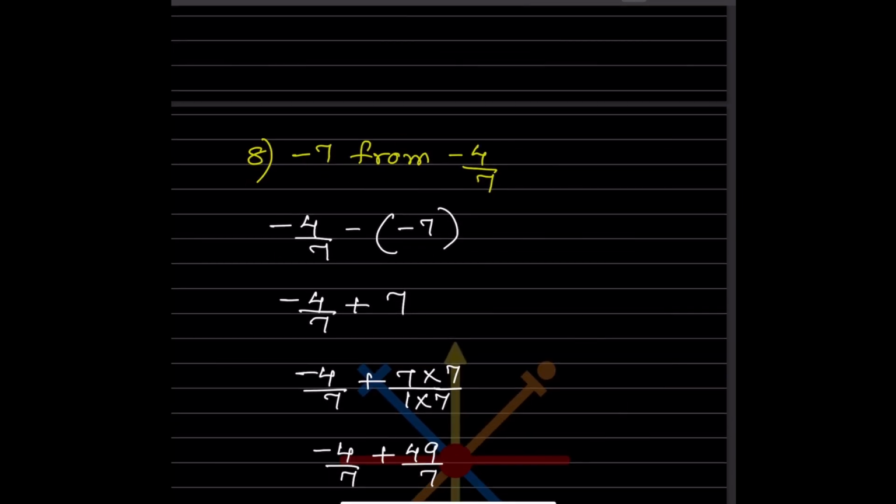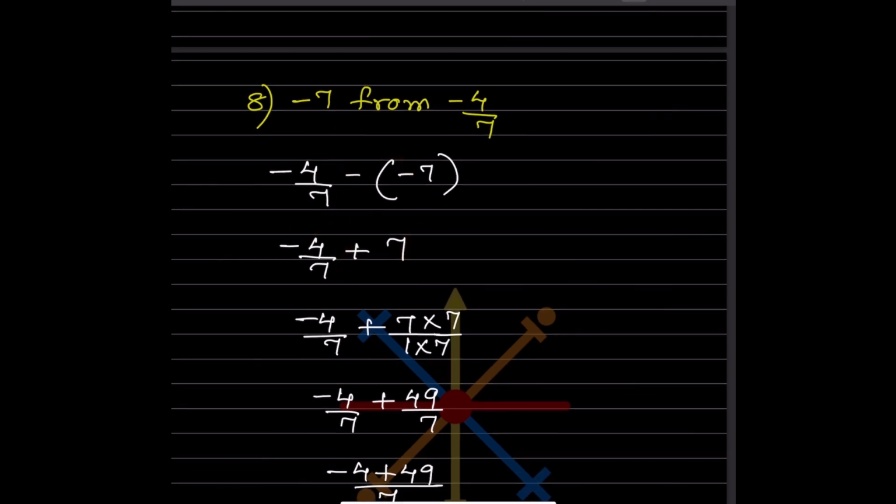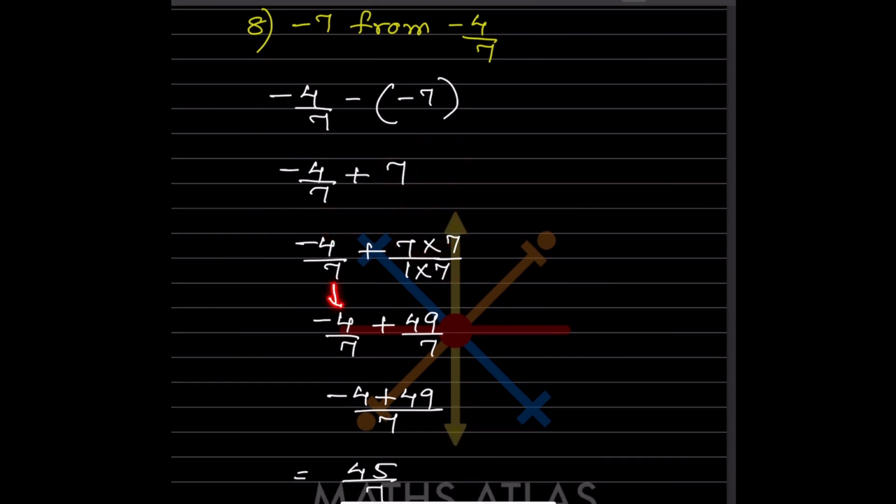So now look here, from means minus 4 by 7, minus, and this will be in the bracket. This will be the same. Minus minus becomes plus. So now this will be 1. So the LCM is 7, so you are going to multiply by 7. So minus 4 by 7, 49 by 7. So minus 4 plus 49 by 7, so here will be plus 49 and minus 4. So this will be 45 by 7.